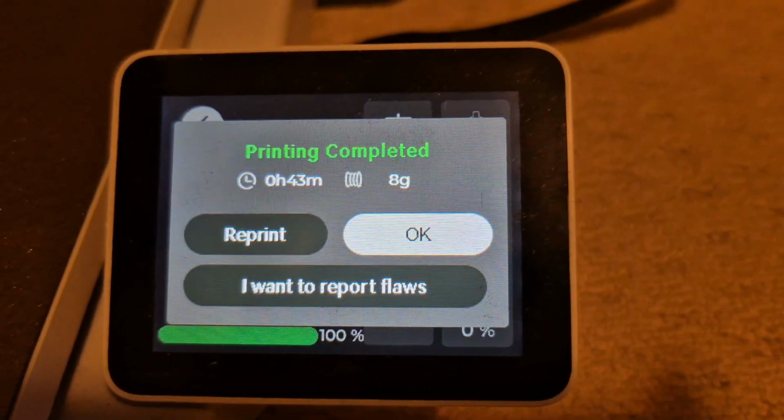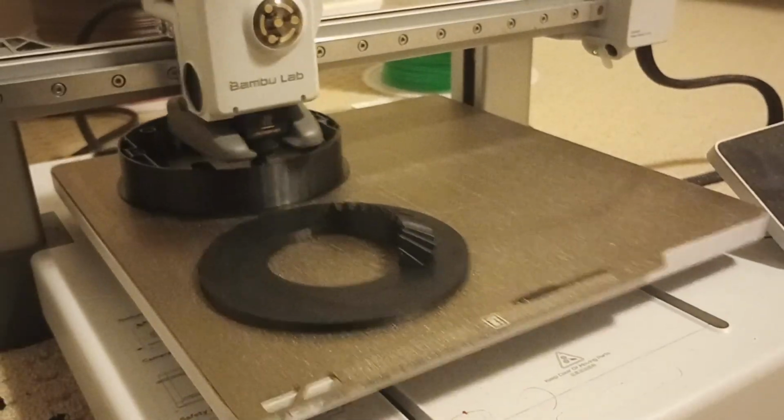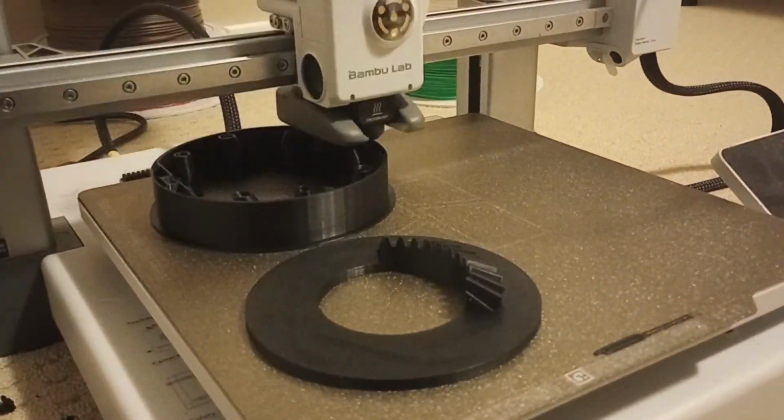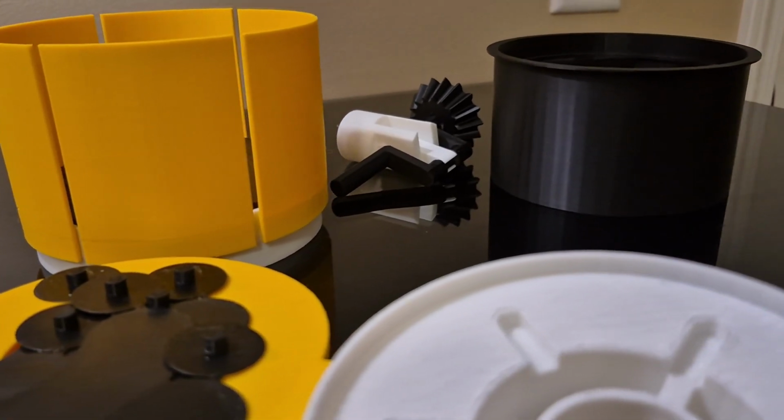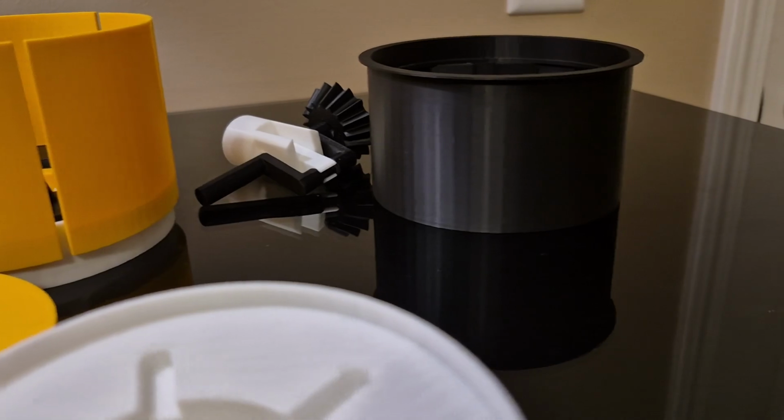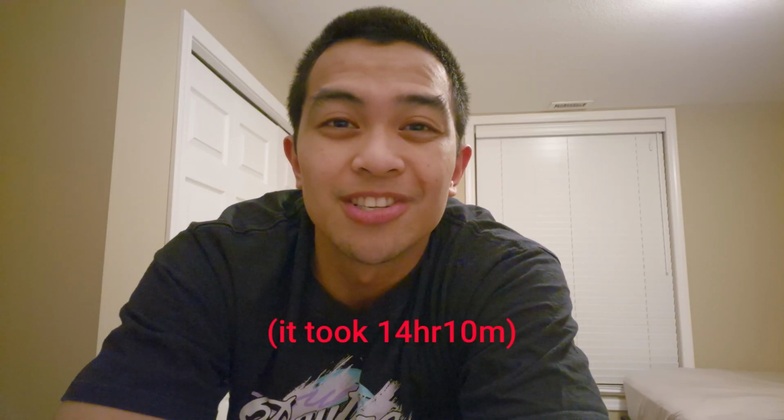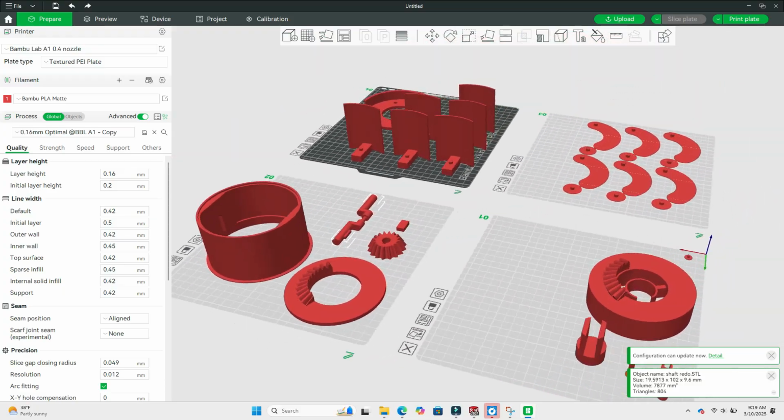So I have just finished 3D printing every single component needed for this design. And let me tell you, it took a long time. 3D printing is very slow. It is very slow. It took at least 12 hours to print every single piece. That's how slow it is.